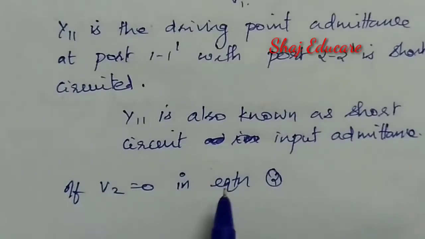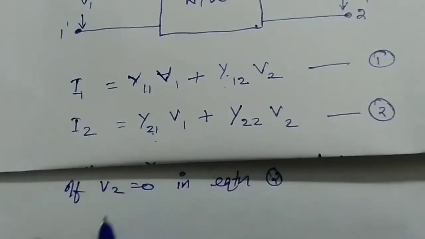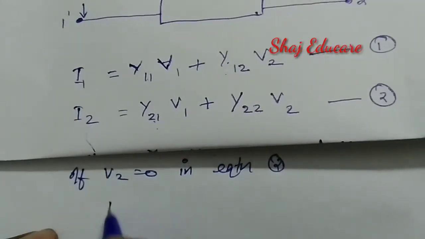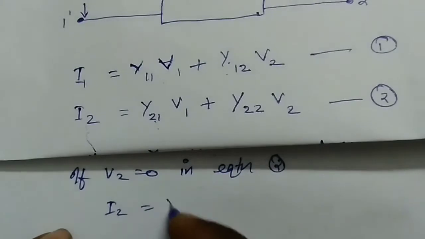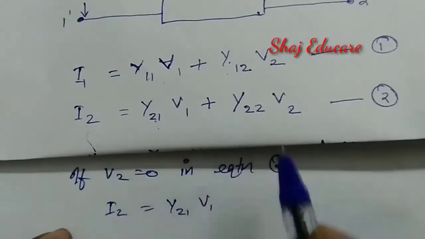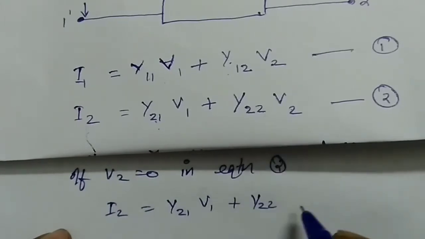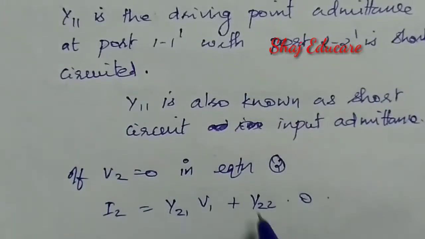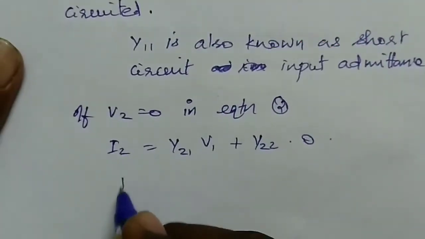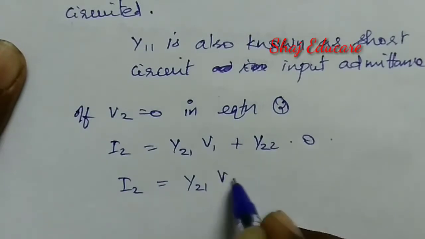Okay, if V2 is equal to 0 in equation 2, then the remaining terms will be I2 is equal to y21 v1 plus y22 into v2 is equal to 0. Then the second term will vanish, and the remaining term is I2 is equal to y21 v1.